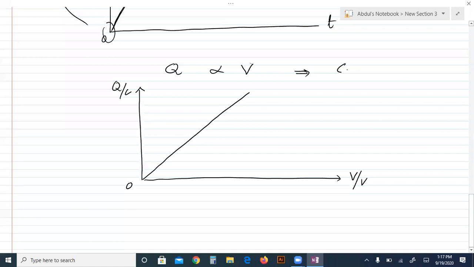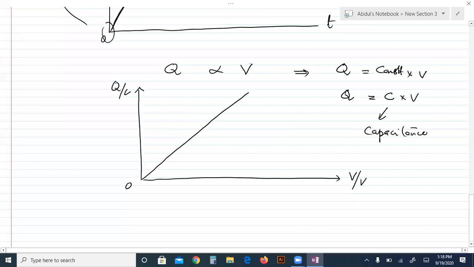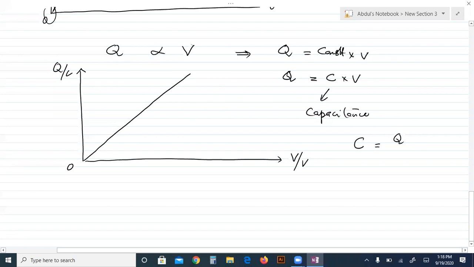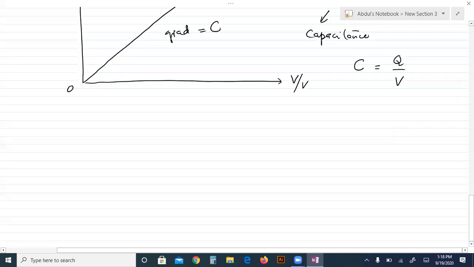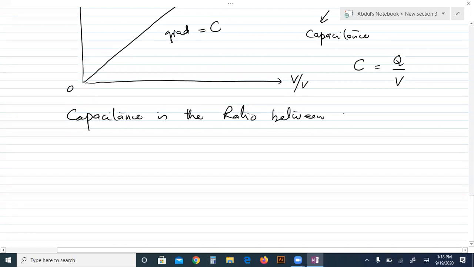Now this equation can be written as Q equals some constant times V, but here the constant is C, so Q equals C times V. And this constant C is known as capacitance, which can be written as capacitance equals Q divided by V. So the gradient of this graph is capacitance C. Now the definition of the capacitance: capacitance is the ratio between charge and potential of a capacitor.